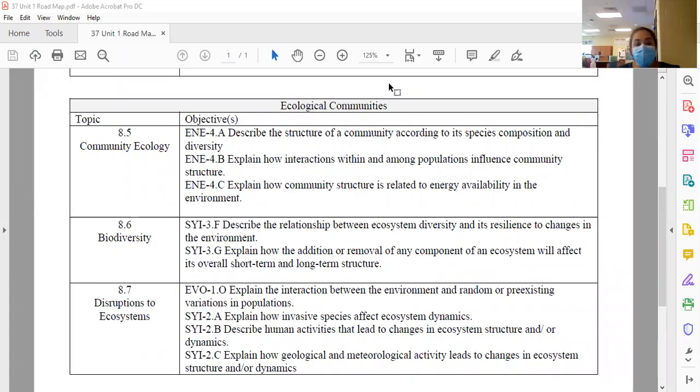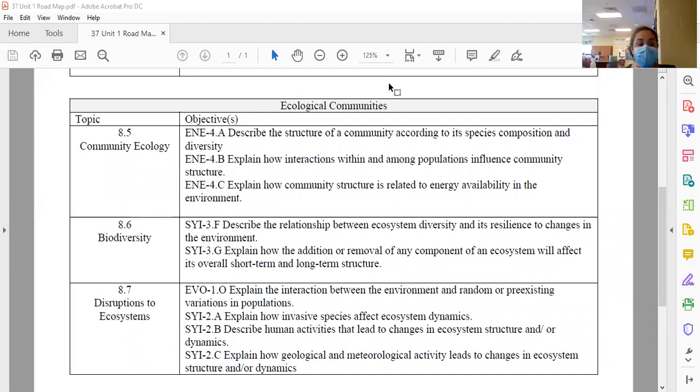Hey everyone, I wanted to talk about the next topic that we are going to be covering for Unit 1, and that is ecological communities. So we are going to start a little bit of ecology now. We're also going to do a little bit of ecology in Unit 2, and a little bit more ecology in Unit 3. But in this first unit, we are going to focus on ecological communities.